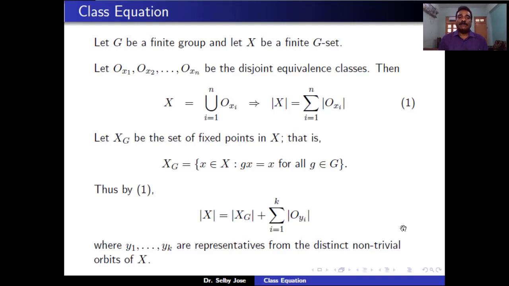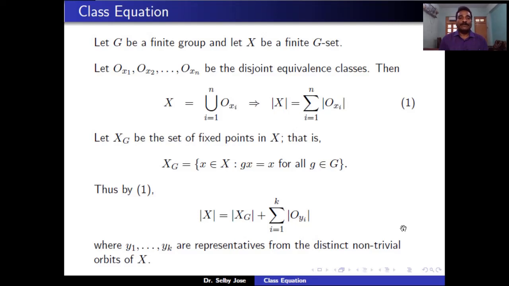So let X^G be the set of fixed points in X. That is, X^G is equal to the set of all x in X such that gx is equal to x for all g belonging to G. If x is in X with gx equal to x for all g in G, that means the element which is related to x under G-equivalence is only x. That means the equivalence class of x contains only one element, namely the singleton {x}. Therefore, X^G is the union of all equivalence classes which contain only one element. That is, X^G is the union of all trivial equivalence classes.